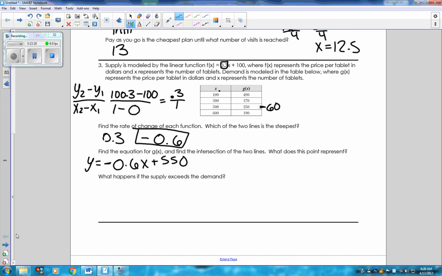Okay. The second part of the question says to find the intersection of the two lines. What do you think we're going to do? Set them equal to each other. So take both of my equations, the one that they gave to us, and the one that we just made, and set them equal to each other. This one was given to us.